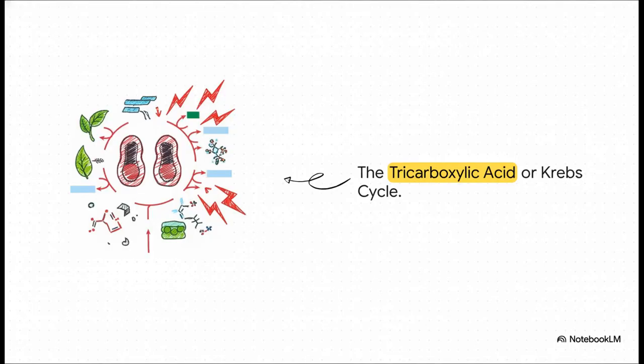It's this continuous, cyclic pathway buried deep inside the mitochondrial matrix. Our molecule enters, and through a series of steps, it's methodically broken apart. But get this. The real goal here isn't actually making ATP directly. The goal is to extract high-energy electrons and load them onto carrier molecules like NADH and FADH2.